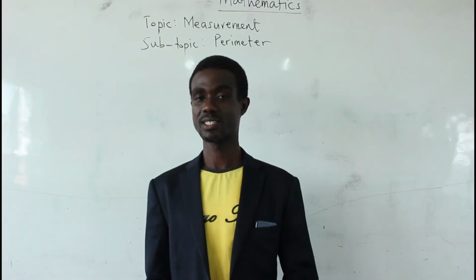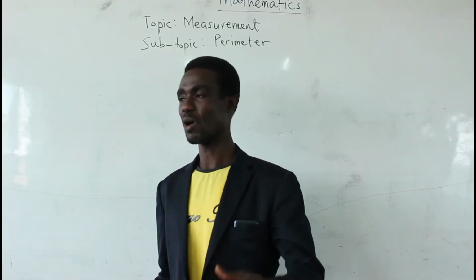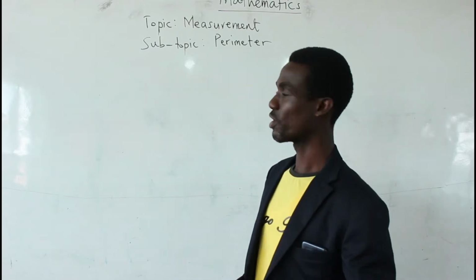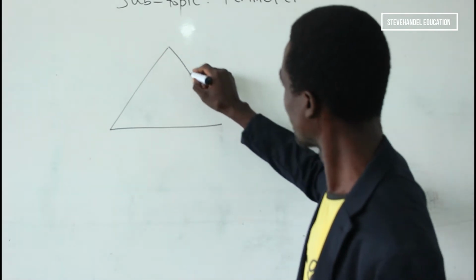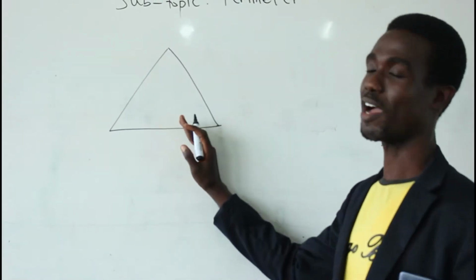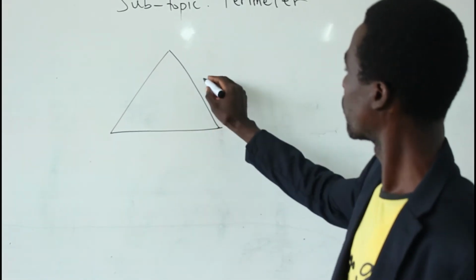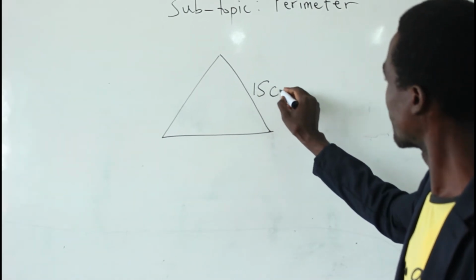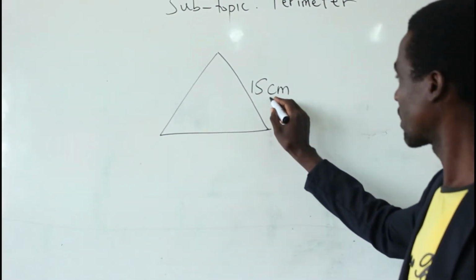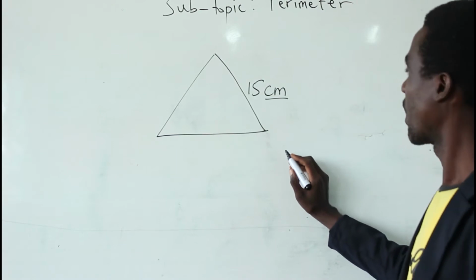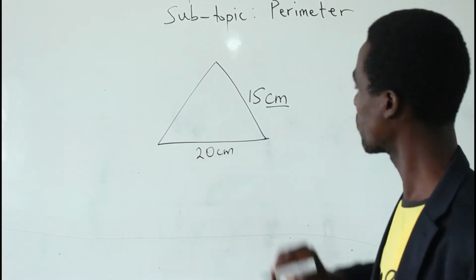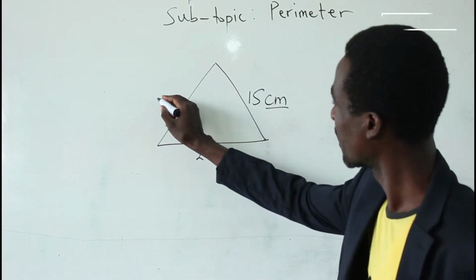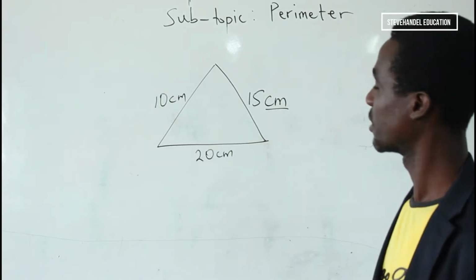Now let's try this with a plain figure, which you're all aware of. Let's take a triangle, for instance. This is a beautiful triangle. So let's say we have 15 centimeters. Note, I have changed the units this time. Then we have, let's say, 20 centimeters on this side. And then this side gives us 10 centimeters.